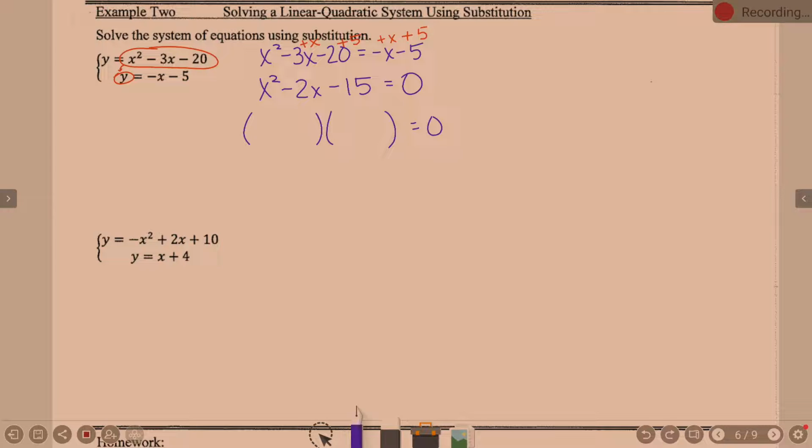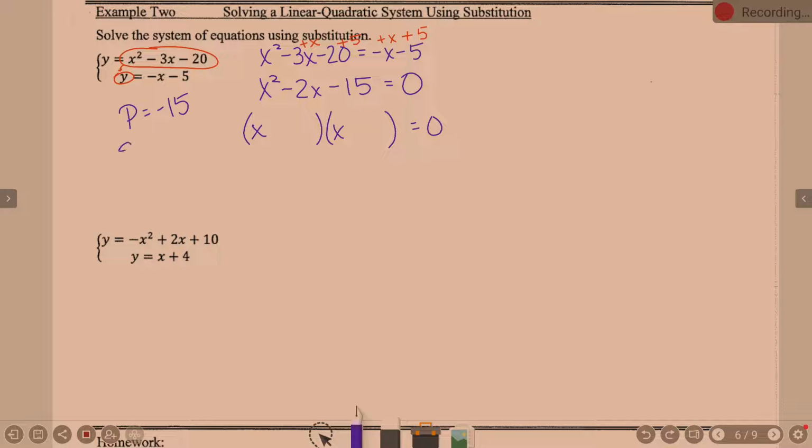we can go 2 parentheses. X squared breaks into x and x. How do I fill in those numbers? 5 and 3. Okay, I agree. But it's going to be a product of the c value. So product of negative 15.